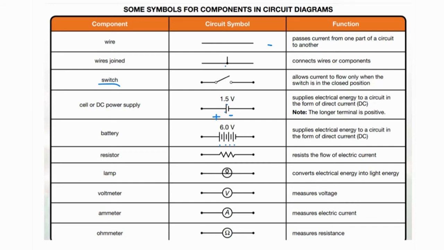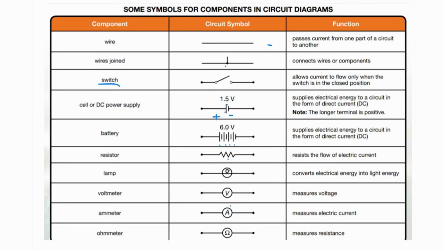A resistor is something that we'll be using in the examples this week, and you'll see a resistor as this jagged line, a zigzaggy line. A lamp looks kind of like a flame inside of a circle.